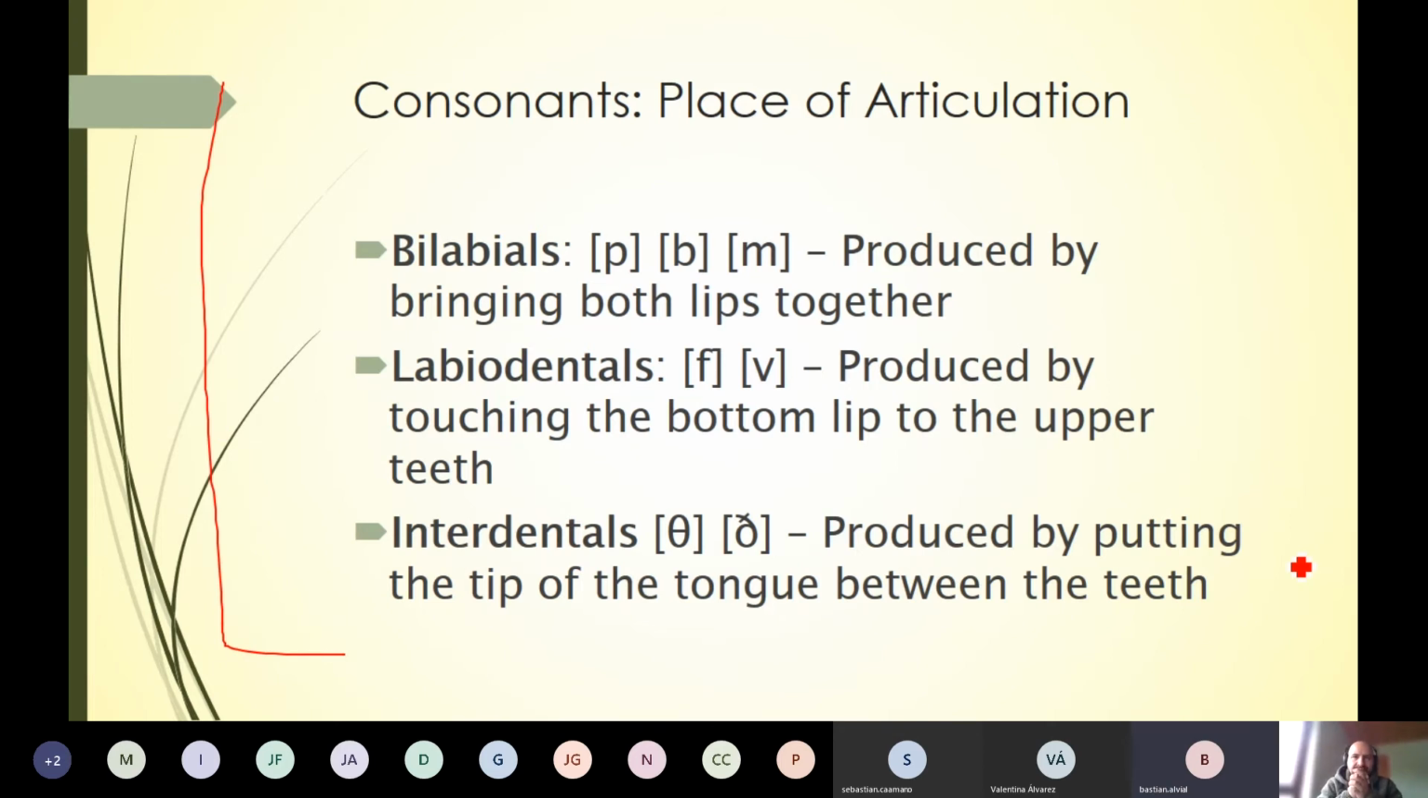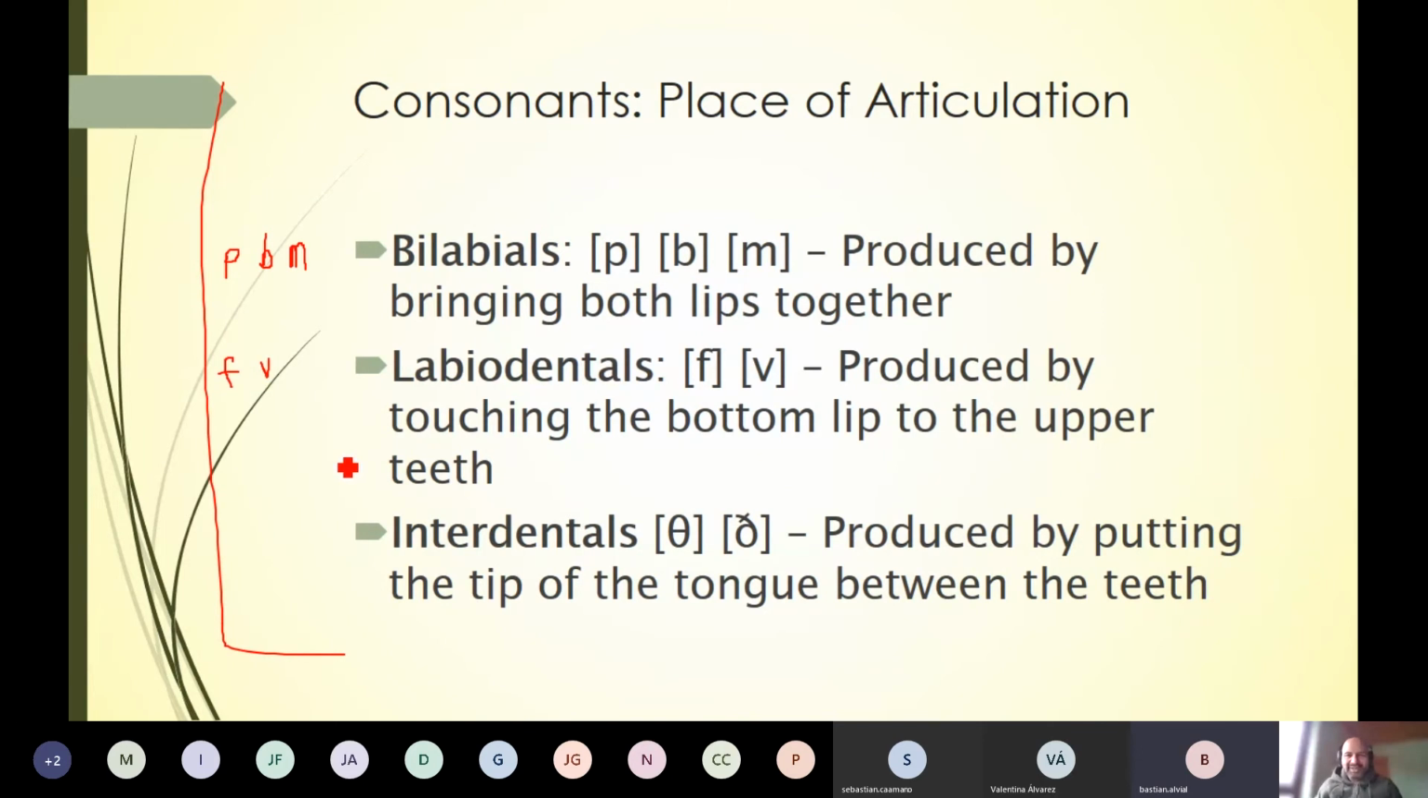Bilabials: P, B, M, produced by bringing both lips together. Labiodentals: F and V, produced by touching the bottom lip to the upper teeth. Interdentals: I don't remember what that sounds. Produced by putting the tip of the tongue between the teeth.